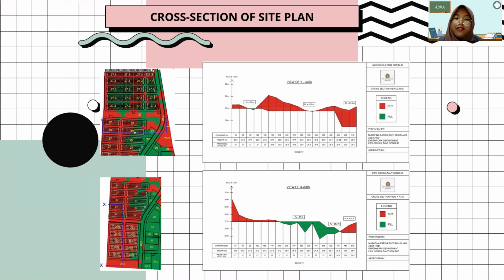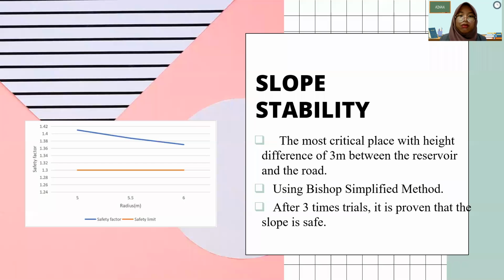So this is the cross-section of the site plan. The above one is the cross-section of the y-axis. As you can see, the cut area or the cut volume is much bigger than the fill volume. The below one is the view of the x-axis. It consists of cut and fill volume. In total, what I can see is, we can say, equal.